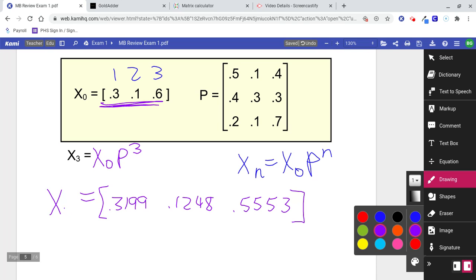That's the distribution, okay? What that's talking about is the percentage in state 1 now, that's in state 2, and that's in state 3. So you can see that state 1 has increased a little bit, and state 2 has increased a little bit, and state 3 has decreased a little bit from where we started.